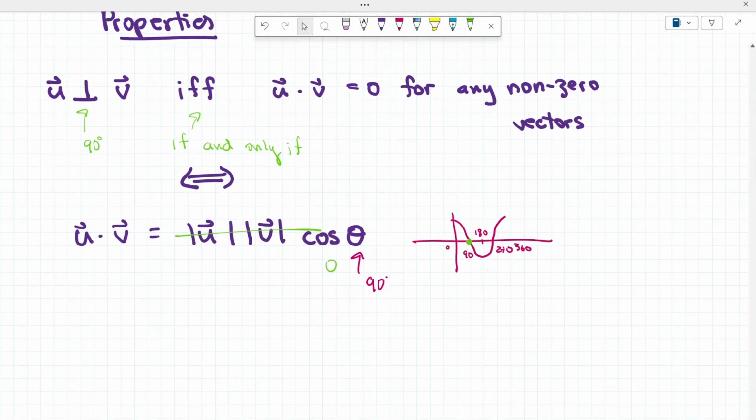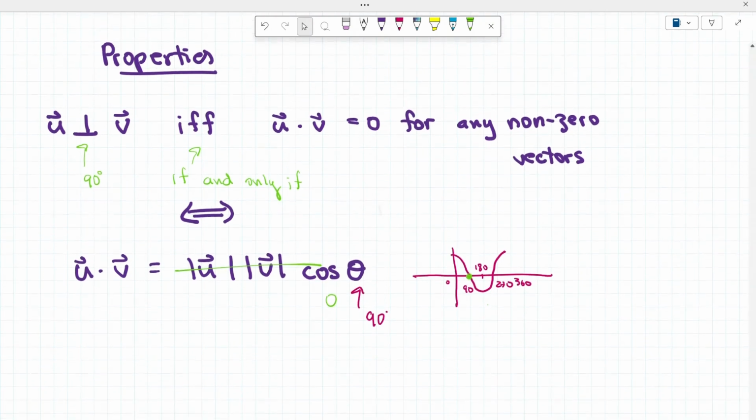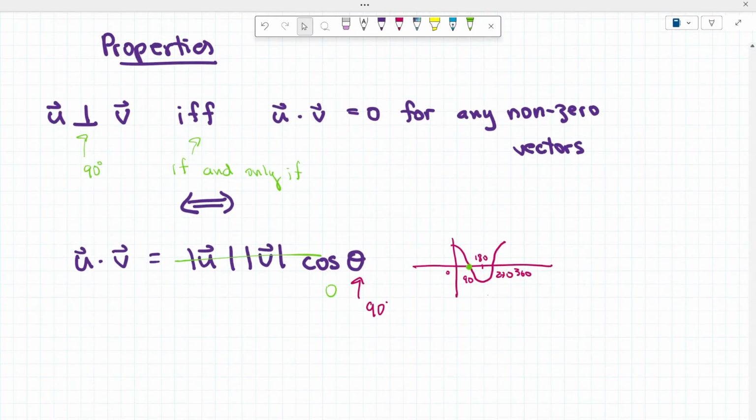So if our vectors are perpendicular, if they're orthogonal, meaning the angle between them is 90 degrees, the value of cosine at 90 is 0, which means our dot product is going to be 0. That's a really important property for vectors. Let's put a lot of exclamation marks there, because lots of times as you move forward in vectors, you're trying to determine whether your vectors are orthogonal.